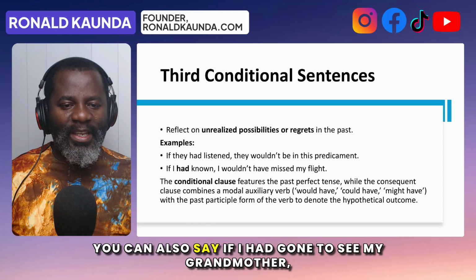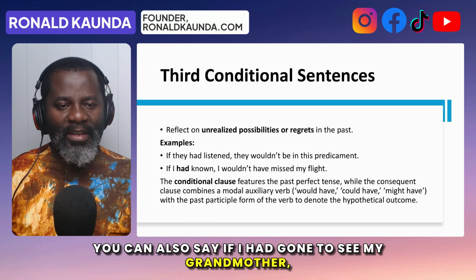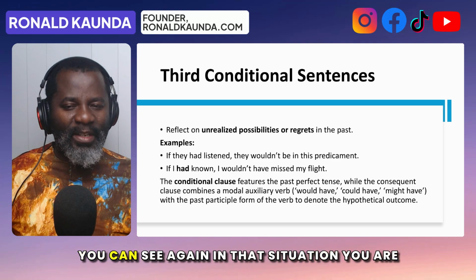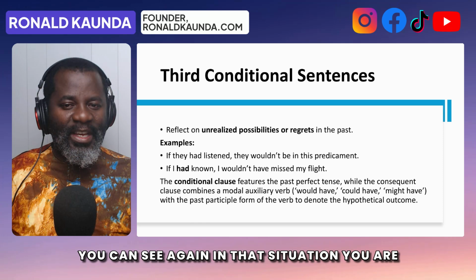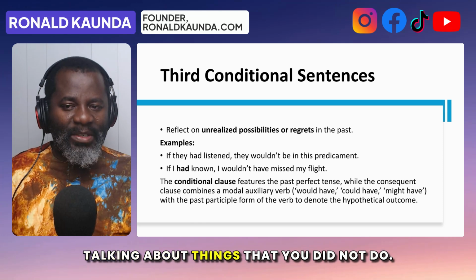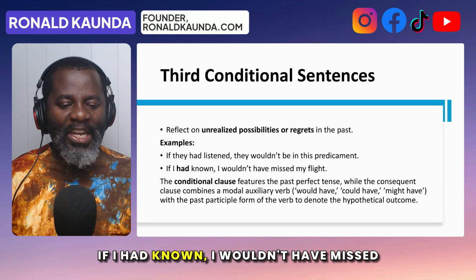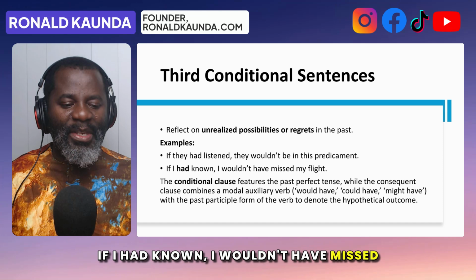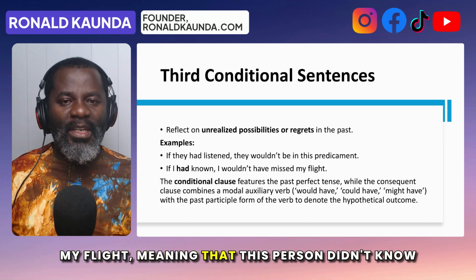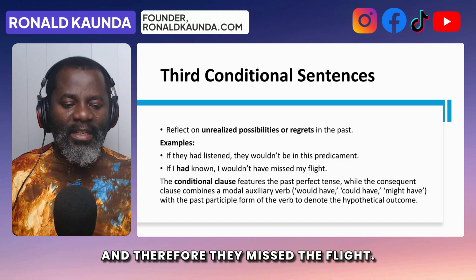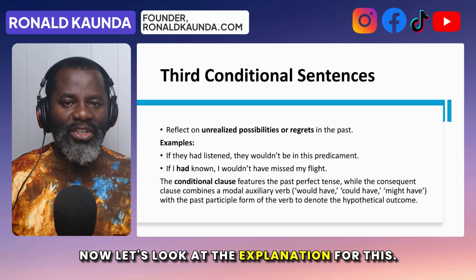You can also say, if I had gone to see my grandmother, I would have talked to her before she died. You can see again in that situation, you are talking about things that you did not do. Let's look at the second example. If I had known, I wouldn't have missed my flight, meaning that this person didn't know and therefore they missed their flight. Now, let's look at the explanation for this.